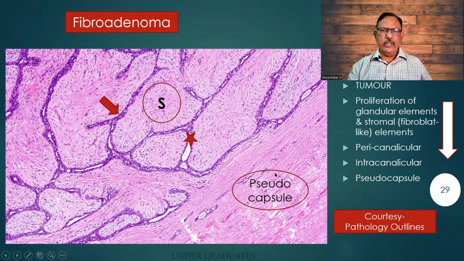There are two patterns. One is called as pericanalicular. In the letter P, there will be a lumen. Therefore, this is a pericanalicular pattern, the star. Intracanalicular, letter I, capital I, there is no lumen. And probably this arrow, it means the intracanalicular area. And yes, this is stroma. And externally, look at this region. This is not part of the tumor. The normal tissue is being compressed to form a pseudocapsule. Courtesy pathology outlines for this picture. Fibroadenoma breast microscopy.